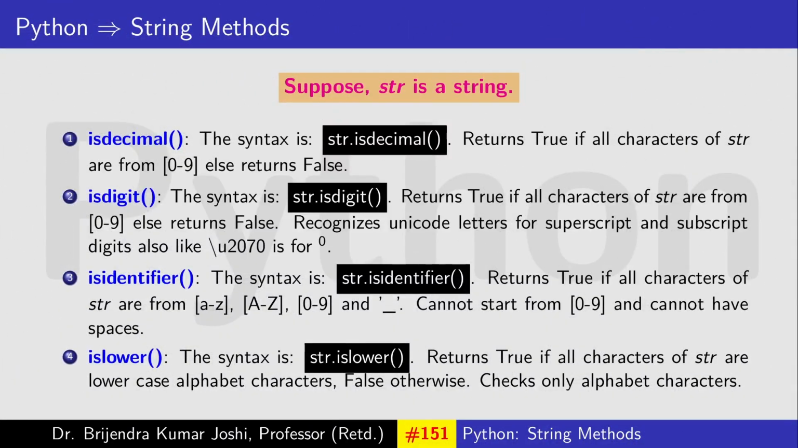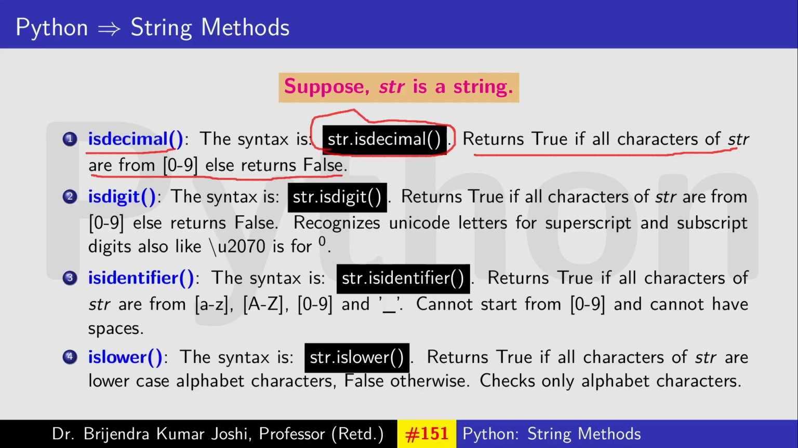Suppose str is a string. So what happens if we use isdecimal? Its syntax is str dot, that is the name of the variable, dot isdecimal, no parameters required. It returns true if all characters of str are from 0 through 9, else it returns false. It means no other character is recognized other than 10 digits.